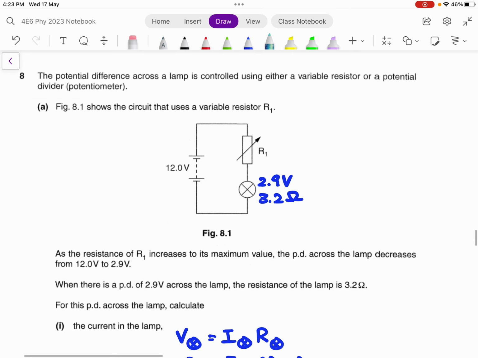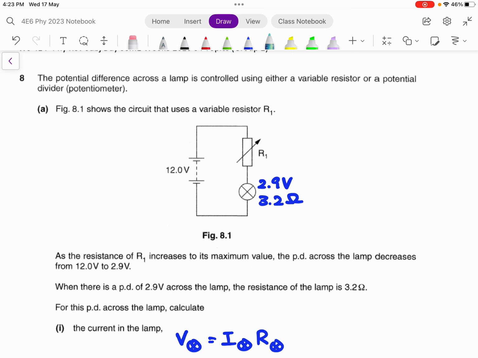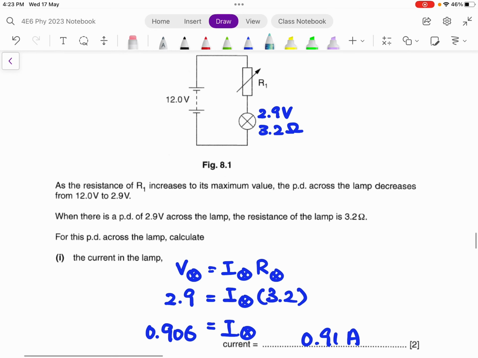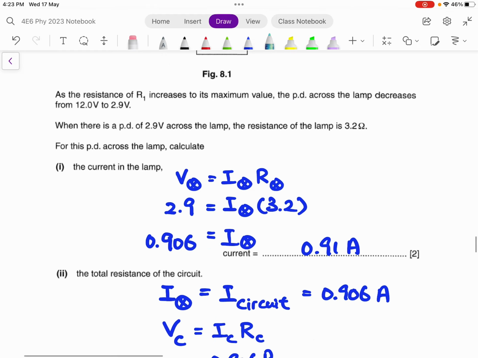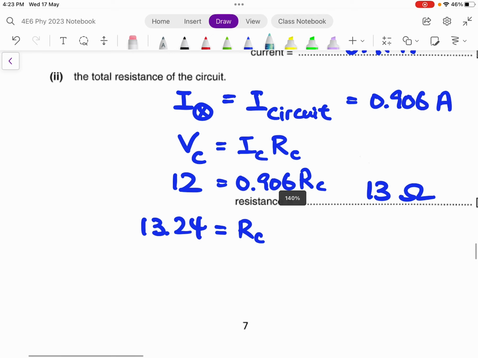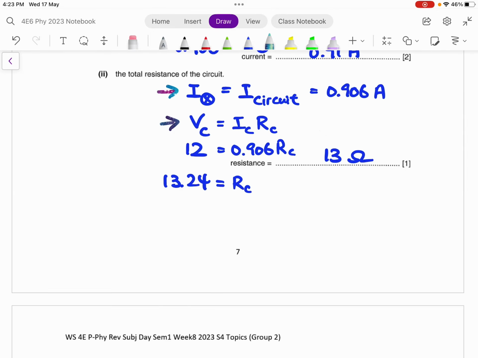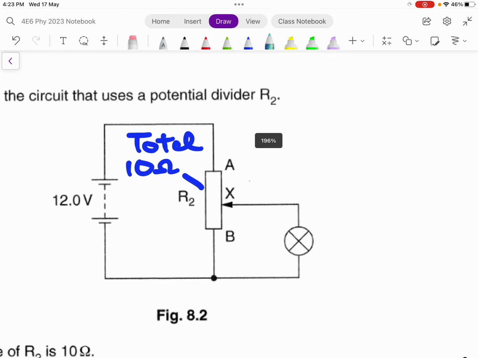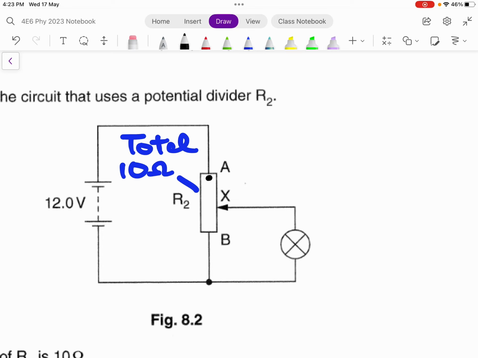Okay, then down here for your 8A, I'm not going to spend too much time, because it is a standard way. You just apply V equals IR to the lamp, and you'll be able to find the main current. Then you apply V equals IR to the whole circuit, because it's a simple series circuit. You'll be able to find the total resistance. Okay, but for your part B, I will spend a bit more time on this. So for your part B, you need to be able to recognize that this is like your resistance wire lah, right?